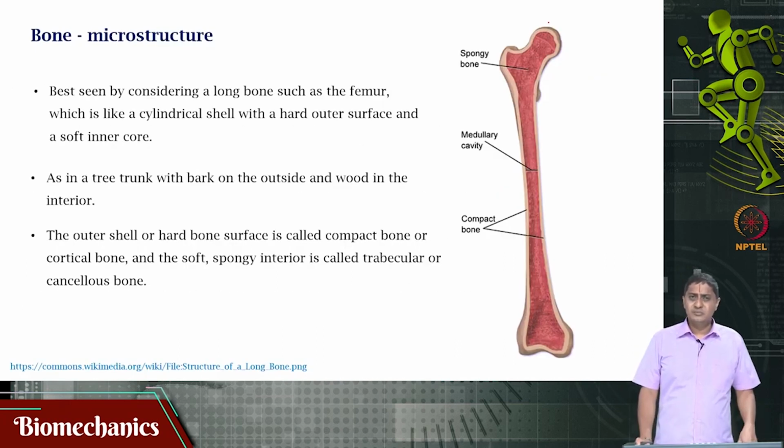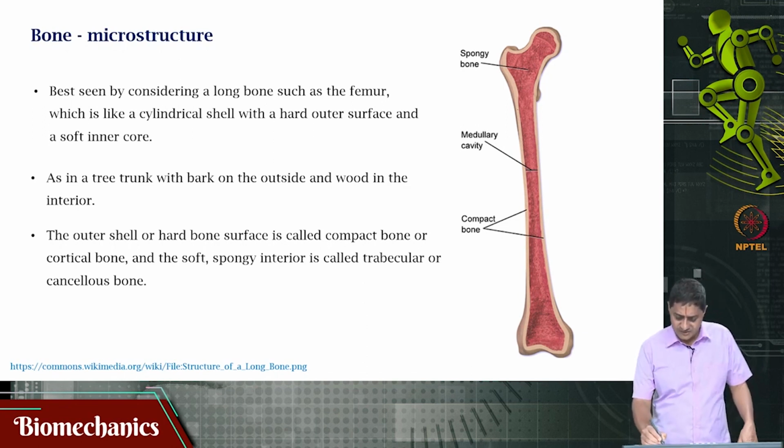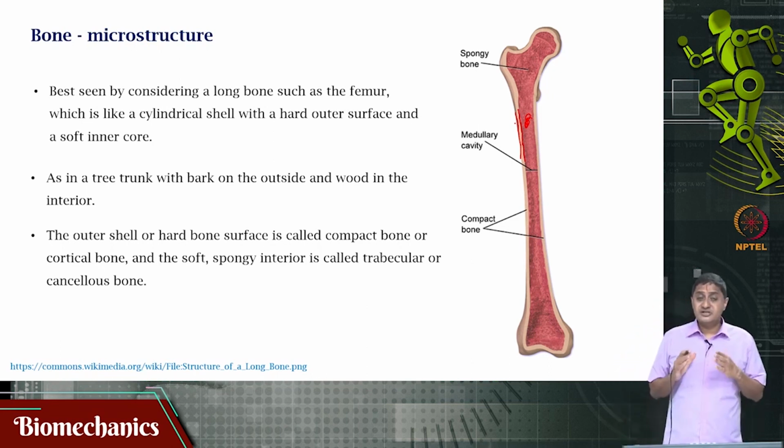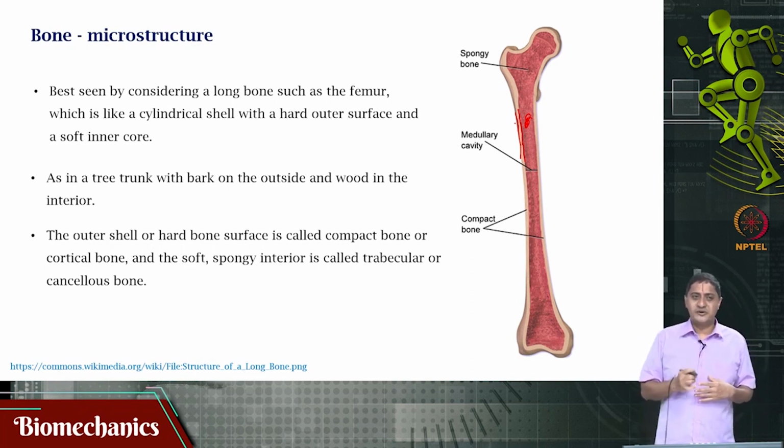So when we look at a bone, we take an example of a long bone, cylindrical bone, like a femur for example. So here is a femur, which I told earlier can be modeled as a cylinder, which is more like a cylindrical shell with a hard outer surface. So there is a hard, very hard outer surface. There is an amount of thickness for this outer surface, right, that is the hard outer surface, and a relatively spongy, soft inner core. Like you have a tree with a bark on the outside and inner wooden component, right.